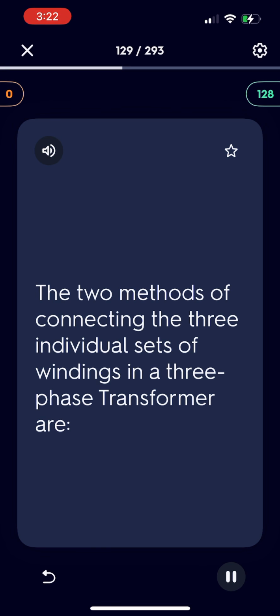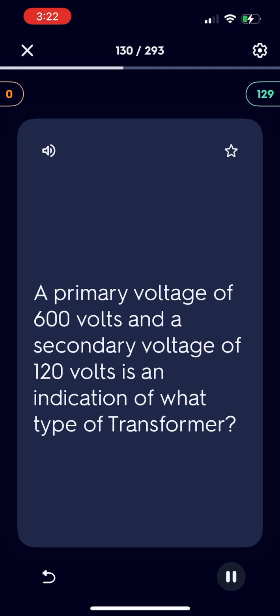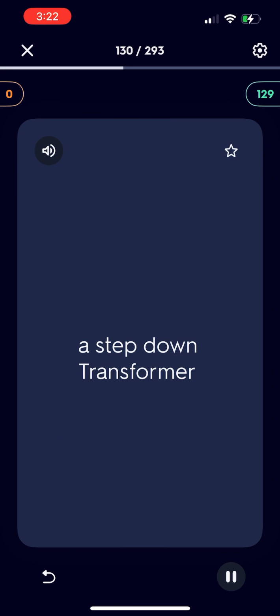The two methods of connecting the three individual sets of windings in a three-phase transformer are star and delta. A primary voltage of 600 volts and a secondary voltage of 120 volts is an indication of what type of transformer? A step-down transformer.